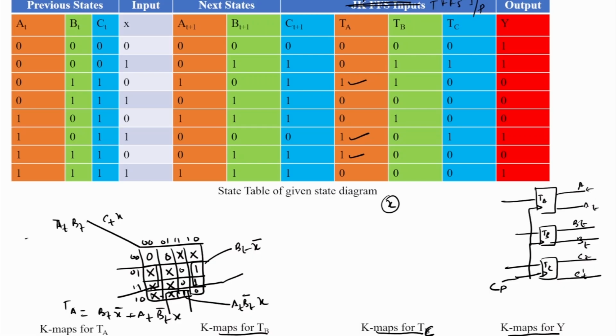In this way we design a sequential circuit when some of the states are not used. After finding the Boolean expression for each of TA, TB, TC and Y, we implement a clocked sequential circuit for that problem. This is all about this problem. Thank you very much.